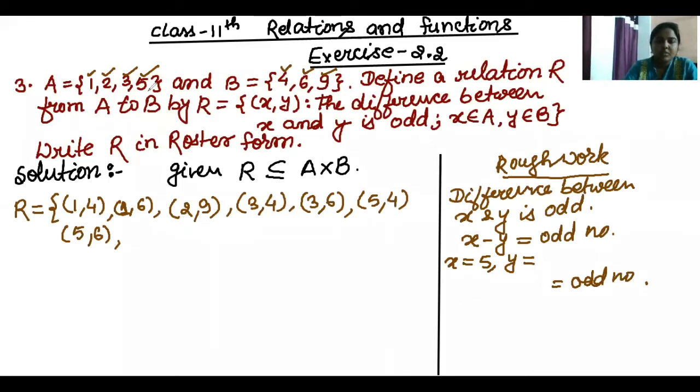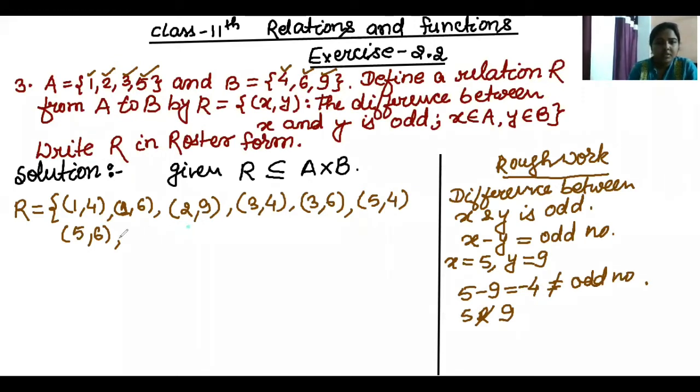Now, then last, x equals 5 and y equals 9. So this is 5 minus 9, and this is here -4. This is not an odd number, this is an even number. So 5 is not related to 9. So we'll not write (5, 9). Not related, so we'll not write.